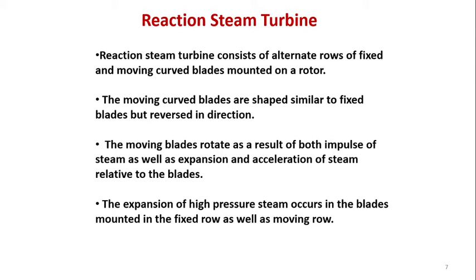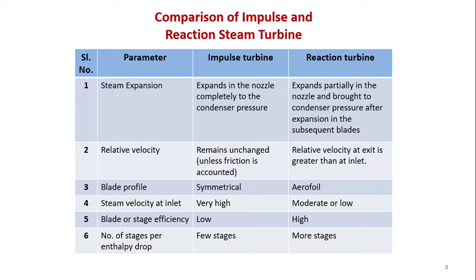A reaction steam turbine consists of alternate rows of fixed and moving curved blades mounted on a rotor. The moving curved blades are shaped similar to fixed blades but reversed in direction. The moving blades rotate as a result of both the impulse of the steam as well as the expansion and acceleration of steam relative to the blades. The expansion of high pressure steam occurs in the blades mounted in the fixed row as well as the moving row. So these are the comparison.